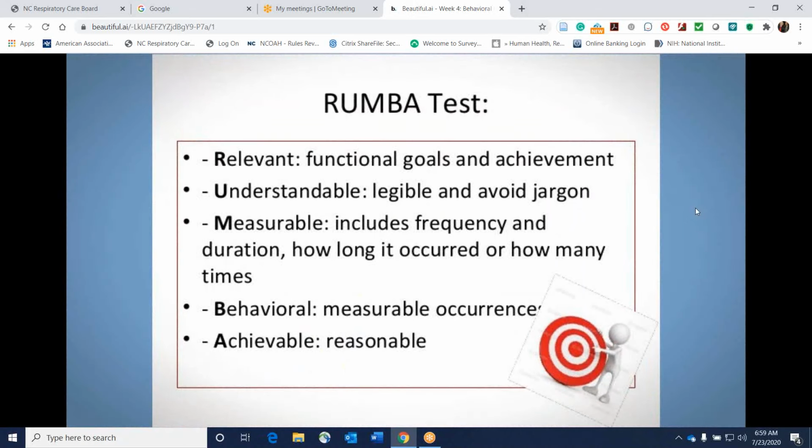Then I gave you the RUMBA test. Again, just another acronym. You don't have to remember it. It kind of goes along with the SMART. I like the SMART better, but this is a test that you can run on it. Is my objective relevant, is it functional towards the goal, and is it achievable? Is it understandable, measurable, behavioral, achievable? Again, I don't think the RUMBA test is as good as SMART, but it's just to give you another way to look at it.